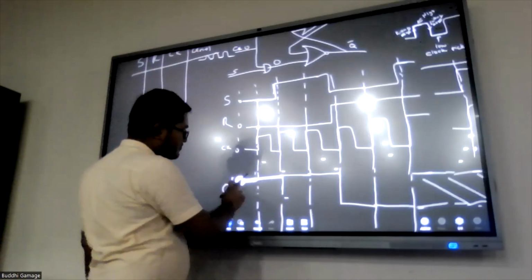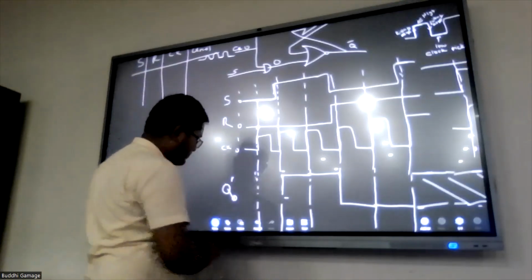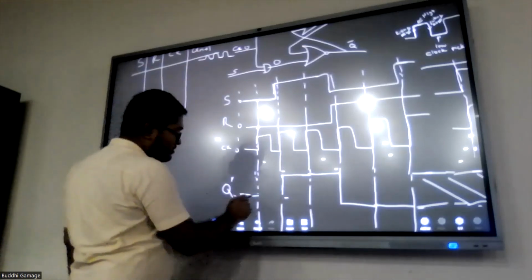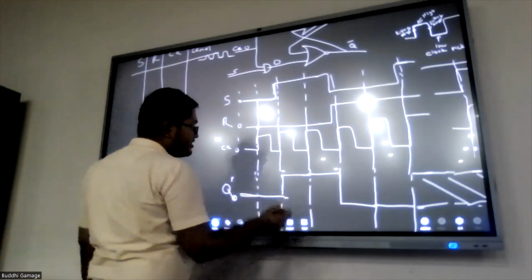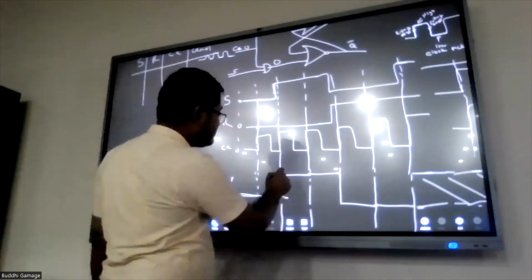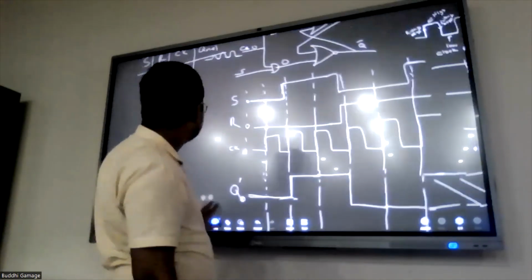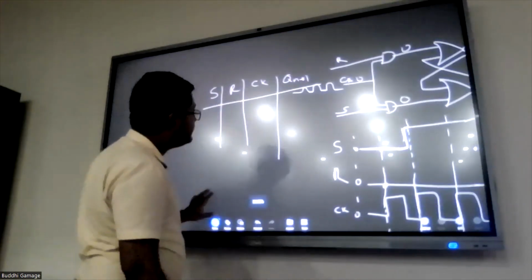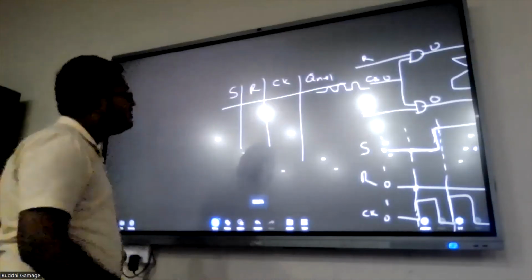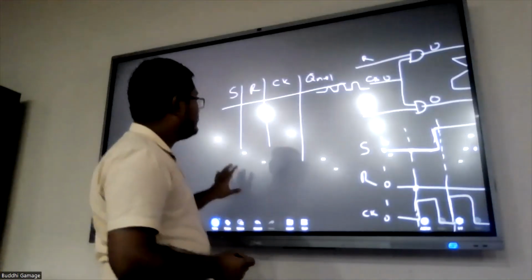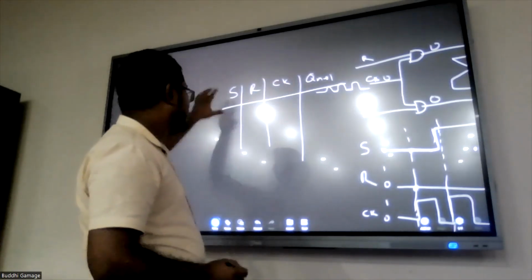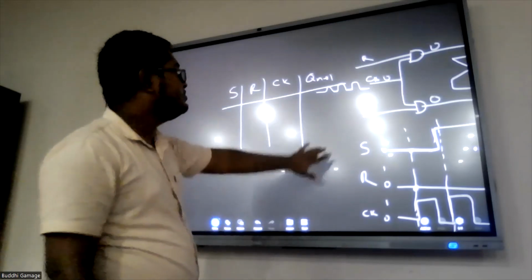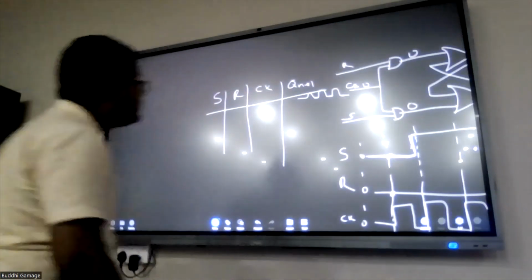So if this is 1, if this is 0, then it's not going to change when the next clock tick happens, right? So now you need to draw this truth table using the clock as well. So we have 3 inputs, S, R and the clock, and you need to draw the Q(n+1).